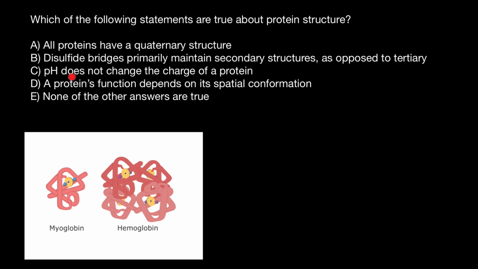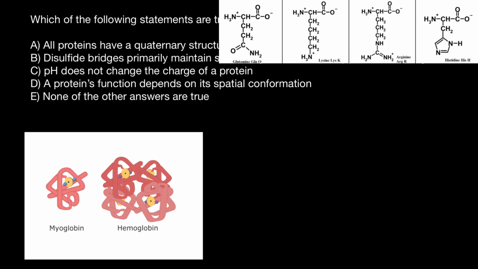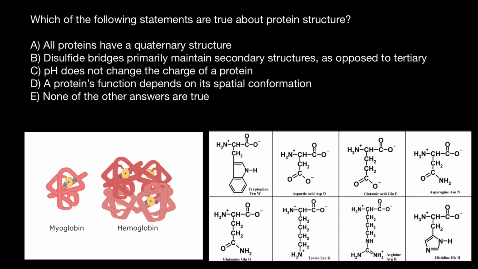Next statement: pH does not change the charge of the protein. This is also not true. Take a look at this table. We see here 8 amino acids, and 2 of them, aspartic acid and glutamic acid, have a negative charge in the R group, but this negative charge at low pH can be lost, and these R groups can be neutral.